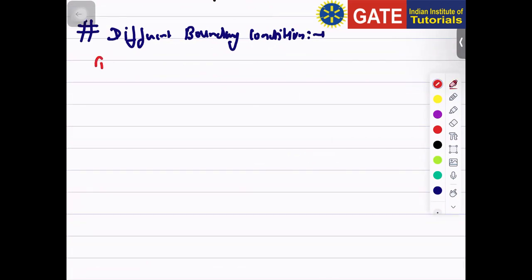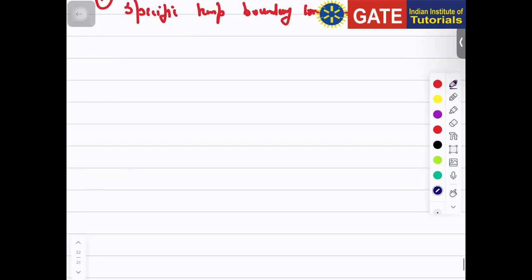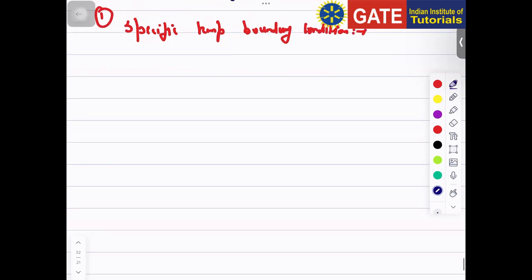So first is your specific temperature boundary condition. A specific temperature boundary condition. What do you mean by this? So the temperature is fixed, the temperature is very specific.